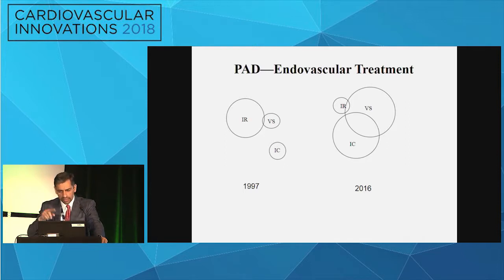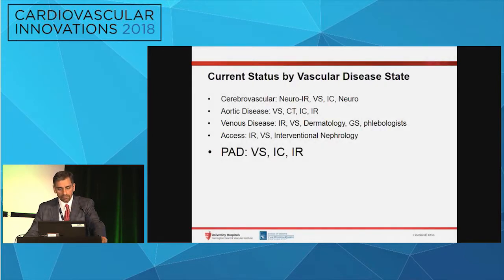And these circles also mean something. Not only was there a change in the Venn diagram in treatment for peripheral arterial disease from an endovascular standpoint, but also the circles got a lot bigger over those 20 years. What's the current status for vascular disease treatment by different disease states?